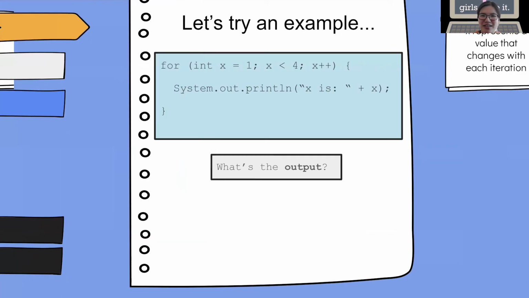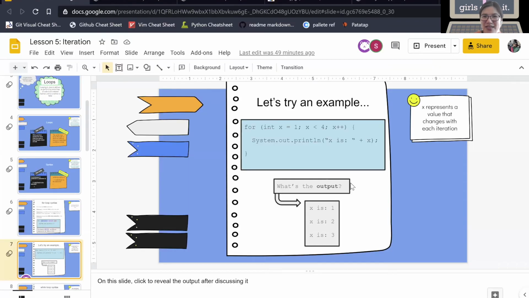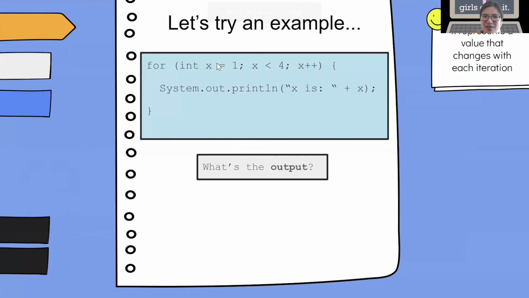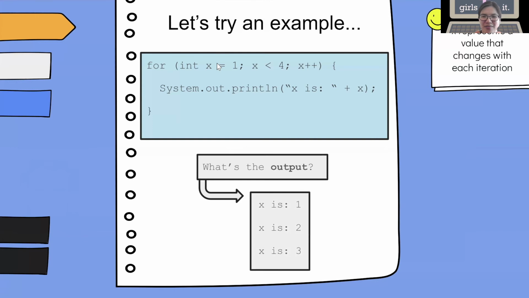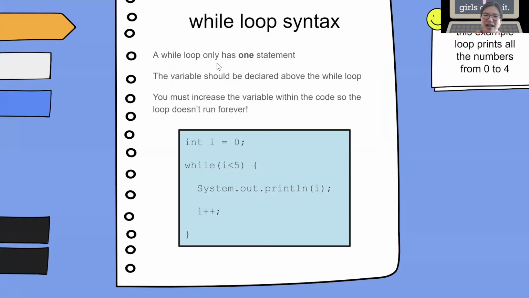Do you guys want to do this example? Basically this will just print everything: 1, 2, 3, but not 4. And then the while loop, again, you have a while and then a conditional check, and it'll perform everything inside the curly brackets.